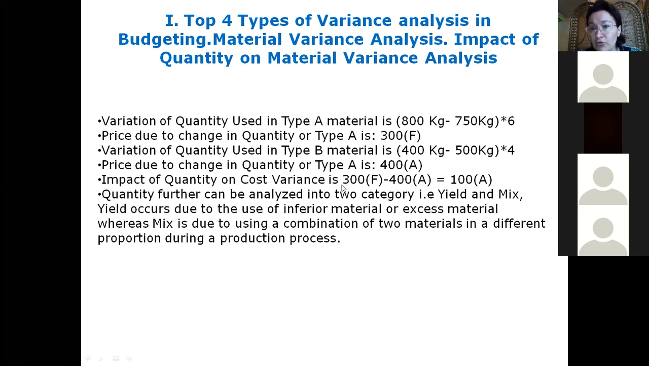The same logic we can use in order to identify the impact of quantity on material variance. We can calculate the difference between the actual and standard quantity in material type A and material type B, and we should multiply this difference by price. And in this way, we can calculate the impact of quantity on cost variance.